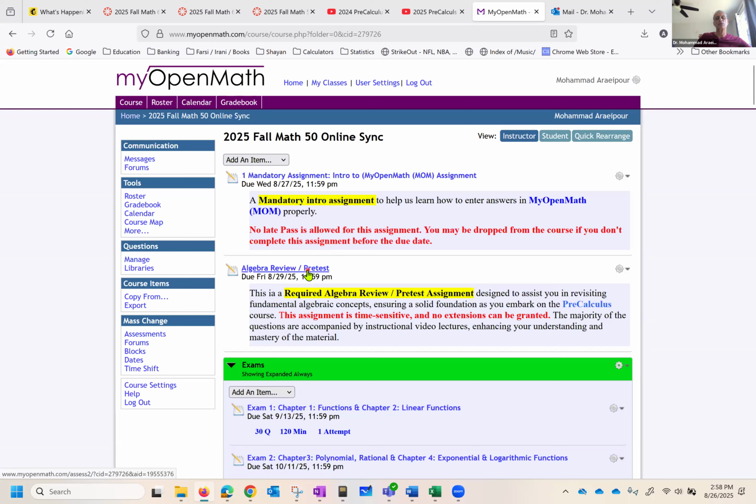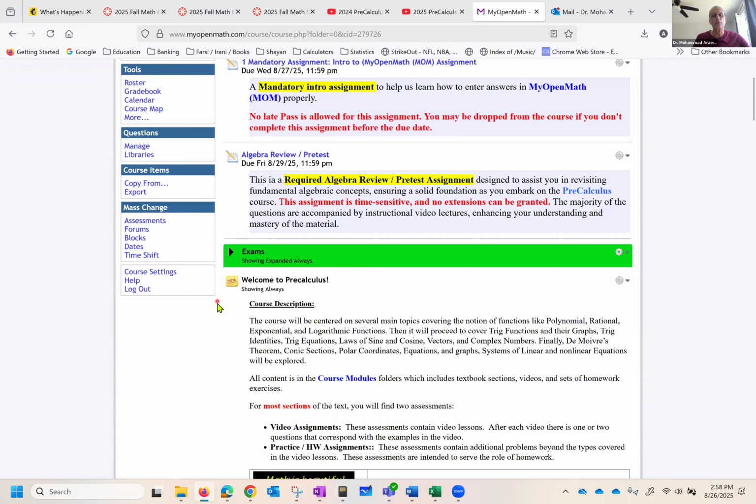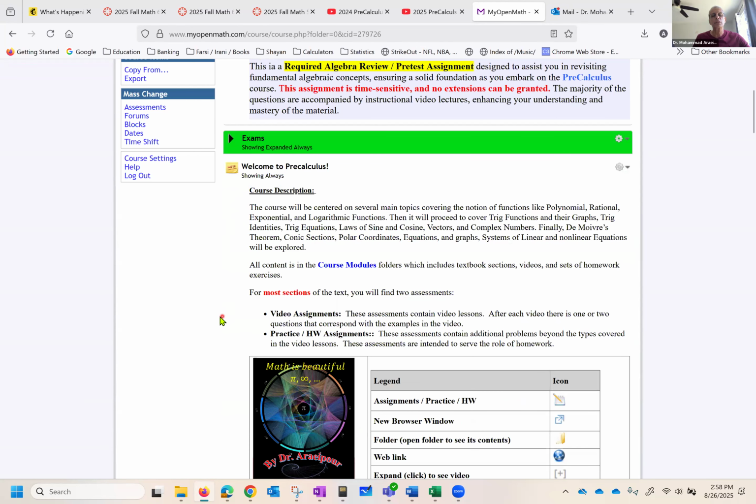The next one is algebra review. The purpose of algebra review is to show you your prior knowledge of mathematics, and so if you are uncomfortable with anything, you can concentrate on that topic. For now, we don't have to worry about the exam, so it's expanded. Let's minimize it. Now, welcome to pre-calculus. So this is the course description, and then the video assignments.